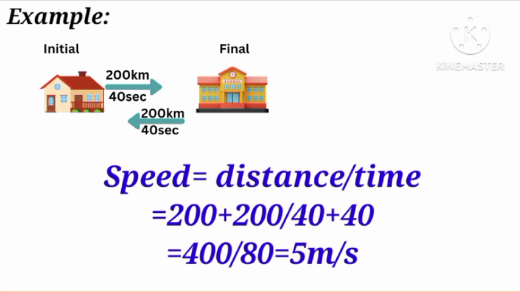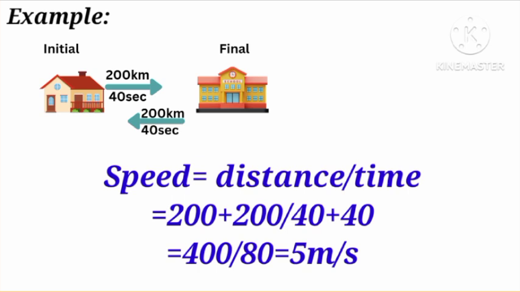To know the speed, take the formula: distance by time. Distance is 200 plus 200, two times the distance, because she traveled from house to school, then school to house. That's why the distance is 200 plus 200, and the time is 40 plus 40, which equals 400 by 80. The answer is 5 meter per second. Here the speed is 5 meter per second.